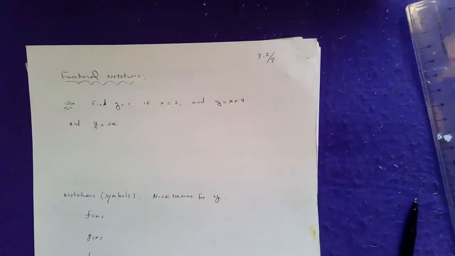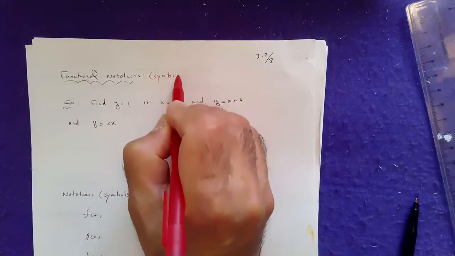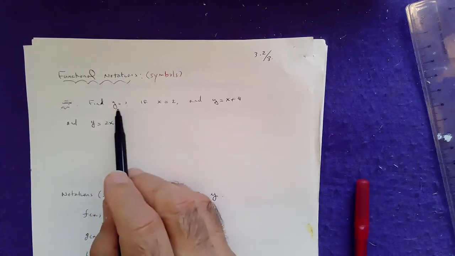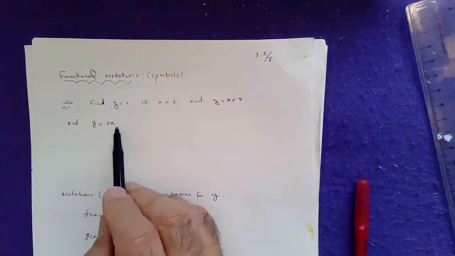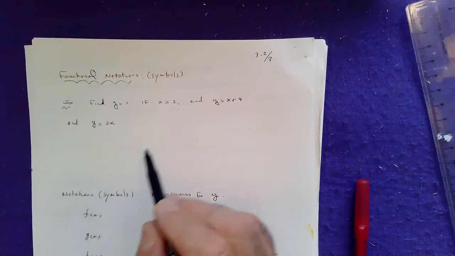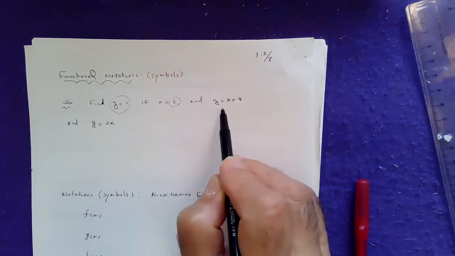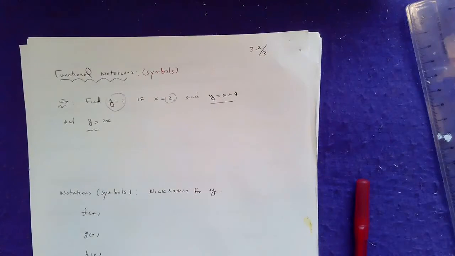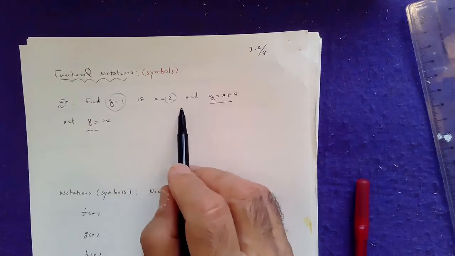Okay, now that we know a little bit about functions, what kind of symbols do we use to denote the functions? Here's my typical example, which I usually give in the classroom. The question is, find y if x is 2 and y is equal to x plus 4 and y is equal to 2x. Obviously the idea is to find y when x is 2, but the problem is you've got two y's. Sometimes y is equal to x plus 4, sometimes it's equal to 2x.